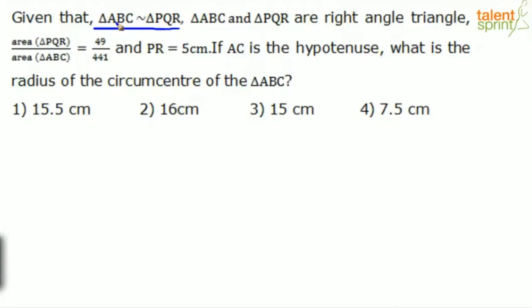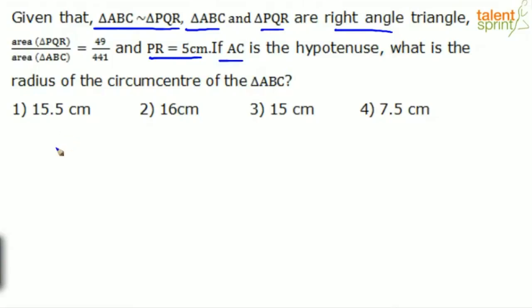Then moreover, he says these two are right angle triangles, right? ABC and PQR are right angle triangles where the ratio of their areas is 49 by 441 and PR is 5 centimeter. One of the sides is 5 centimeter. If AC is the hypotenuse of the other triangle, then what is the radius of the circumcenter of the triangle ABC? Let us consider these two triangles.